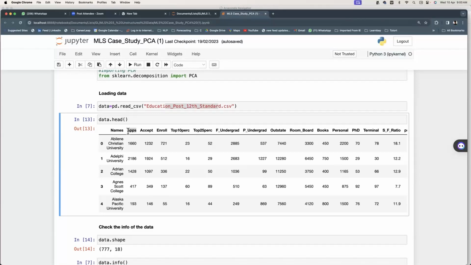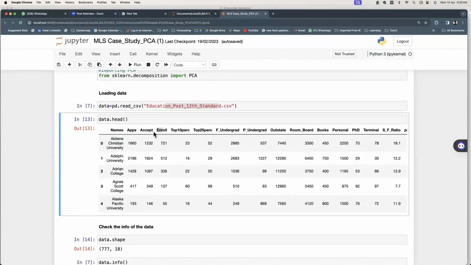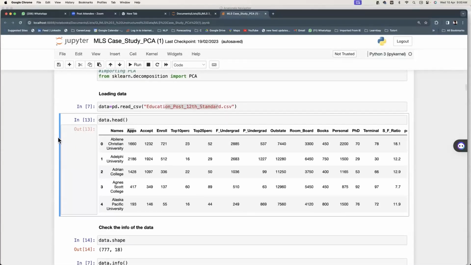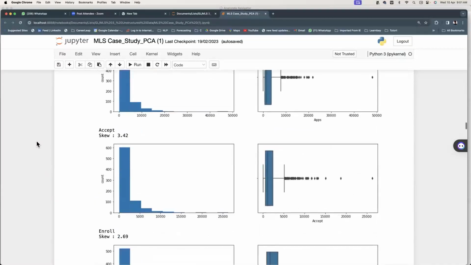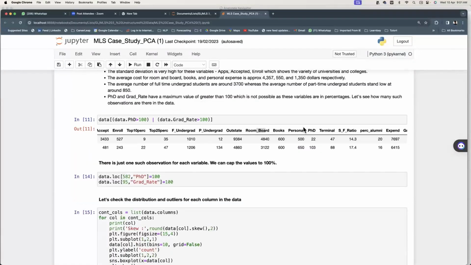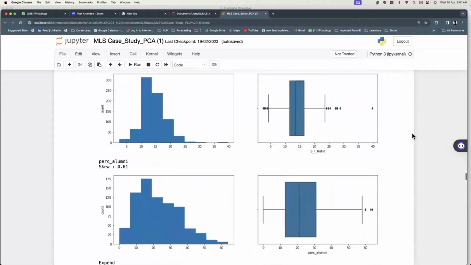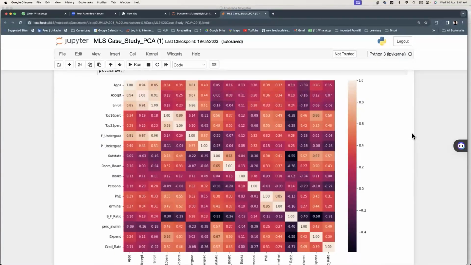Similarly, applications received, out of that how many the university accepted, and out of that how many the students joined will also be correlated, because the accepted are a subset of applications, and enrollment is a subset of accepted. So that will also be correlated. Similarly, out-of-state and room and board, because people coming from another state will go for room and board. That could also be there, yes. And only PG people can take a PhD, right? Yes, exactly.